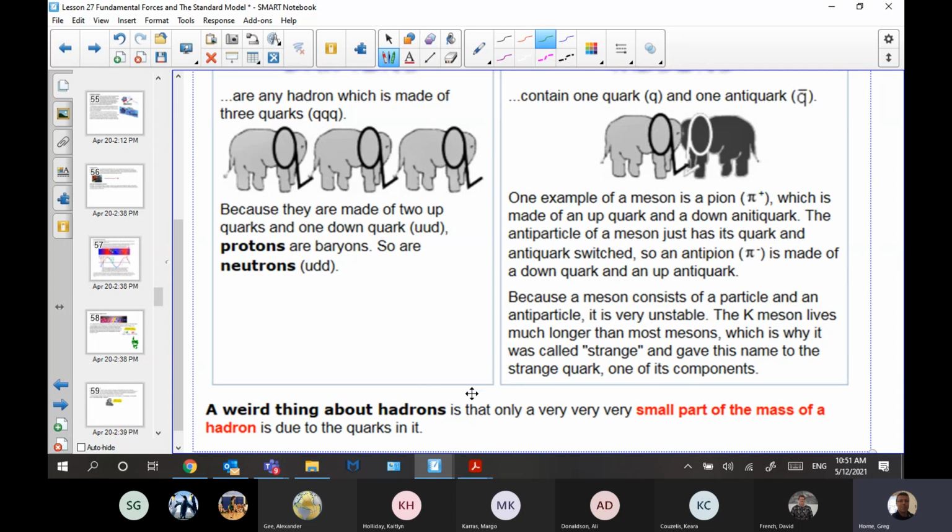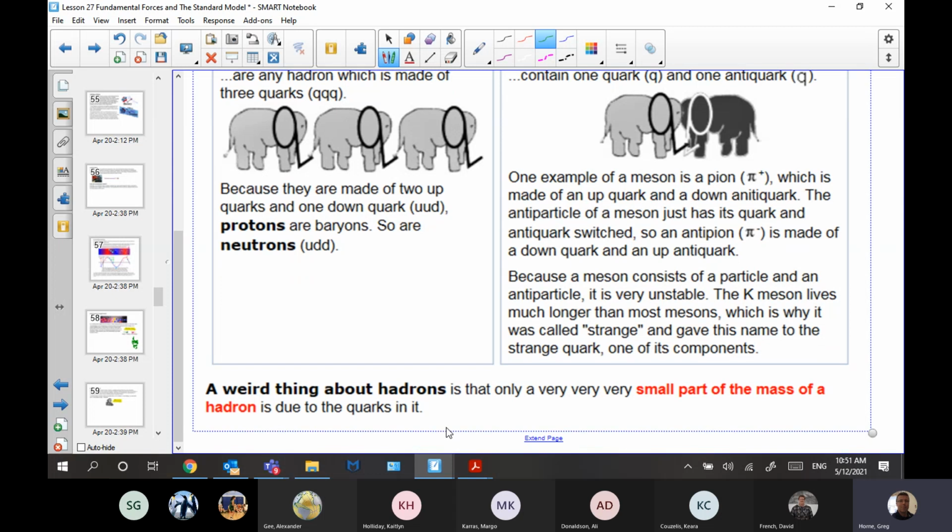So the weird thing about hadrons is, what did they say? Only a very, very small part of the mass of a hadron is due to the quarks in it. And that's when we talk about the Higgs field later on. So we'll get there.